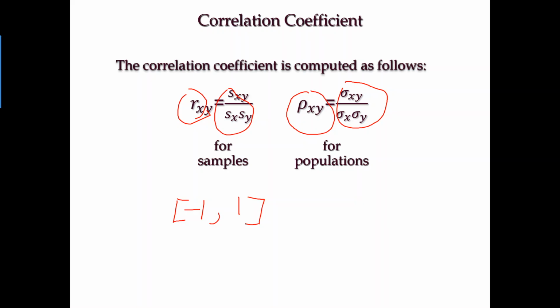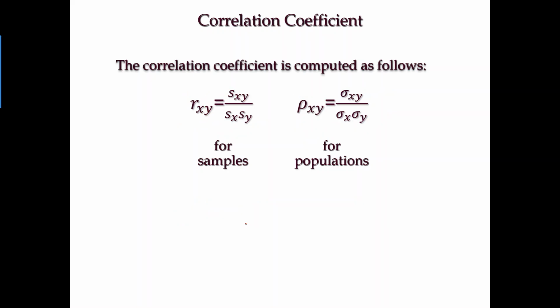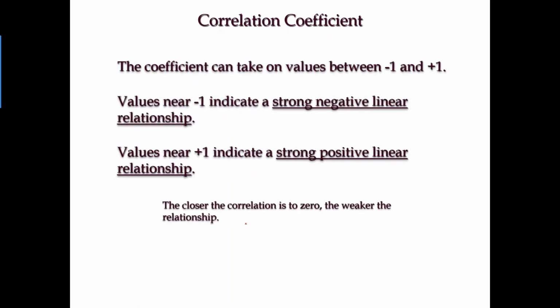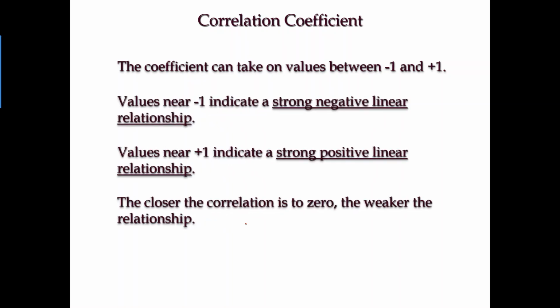Why? Because having this limit allows me not only to identify the direction of the relationship, positive or negative, but also to measure the strength of the relationship. So after you use Excel to calculate the correlation coefficient, how should you interpret the result? If the value is near -1, that indicates a strong negative relationship. If the value is close to 1, that indicates a strong positive linear relationship. If the value is close to 0, that is considered a weak relationship.